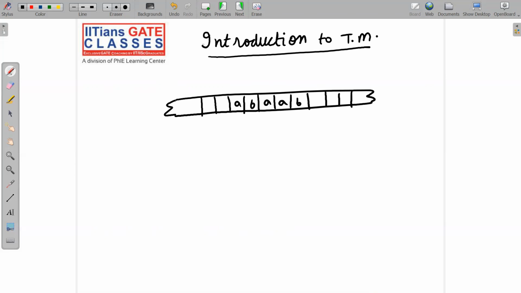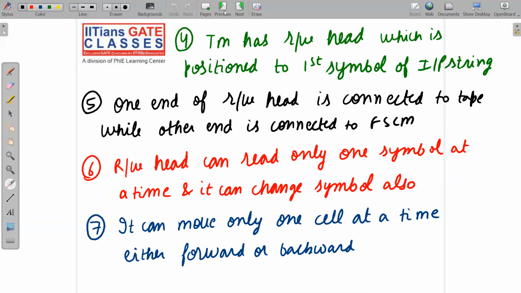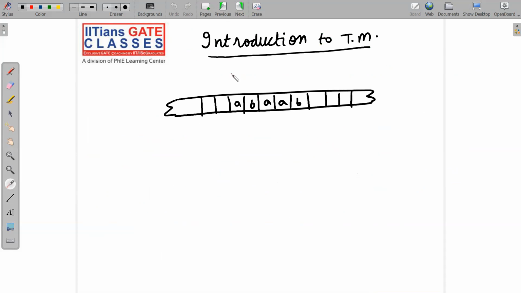So Turing machine consists of a tape of infinite length. Please do not write anything. I have written all the points, so you can note them down. I will give you some time to note it down. First try to listen carefully, then you will get a good idea about this machine.